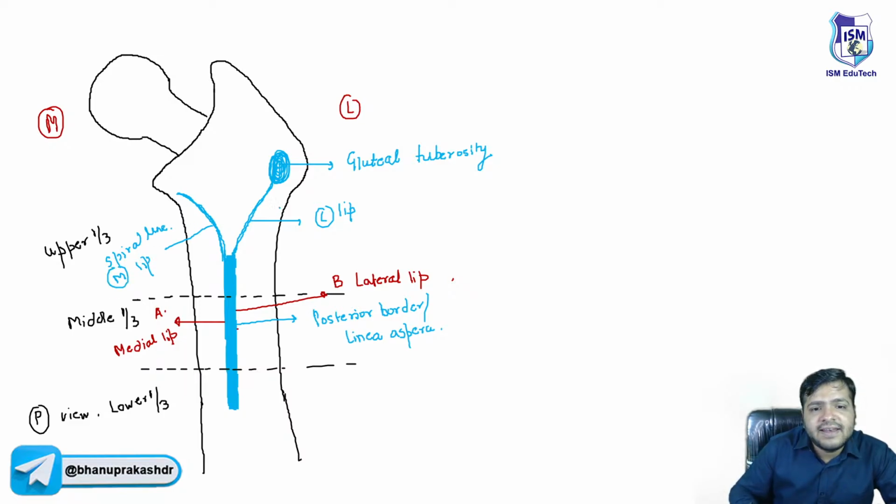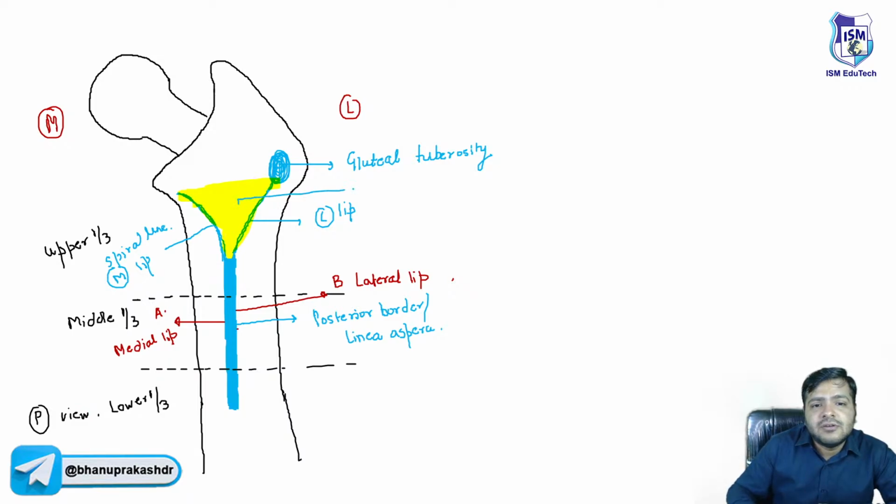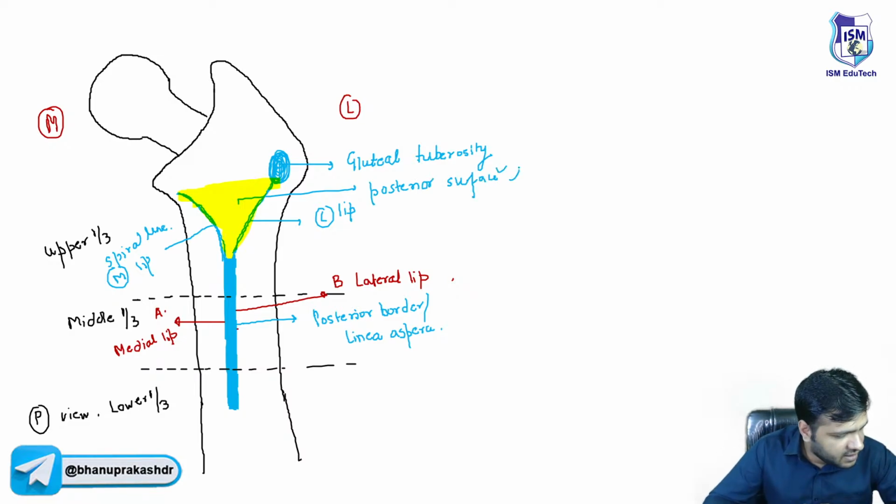And these medial and lateral lips are enclosing a surface in between, in the upper part. This surface is termed the posterior surface.